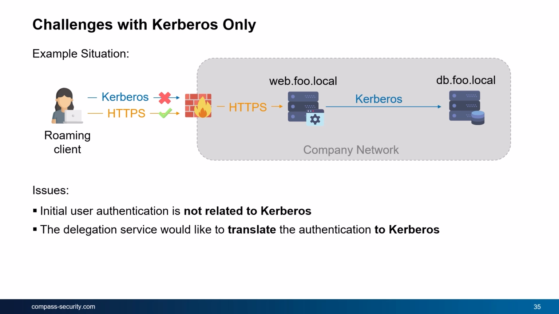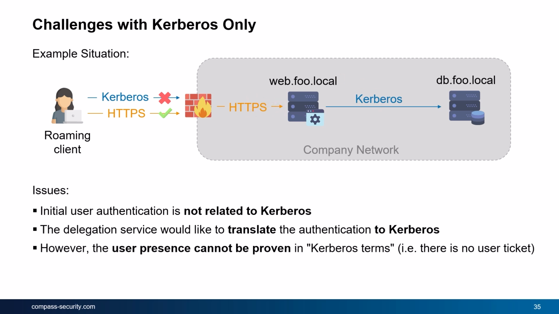Therefore, when the target system wants to transition from whatever is here to Kerberos, there is a big problem, because as we've seen before, the S4U2Proxy mechanism requires the proof of the user's presence, and this comes in the form of a service ticket. However, as the user has not used Kerberos to authenticate, there will be no service ticket available. So the invocation of S4U2Proxy will not work in this case.